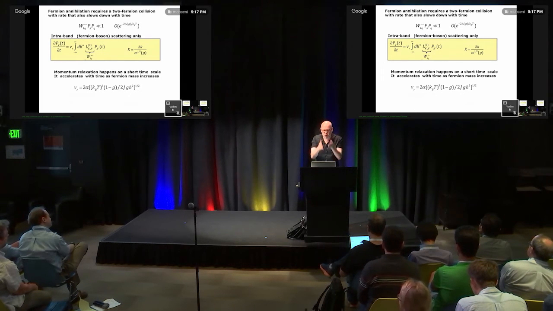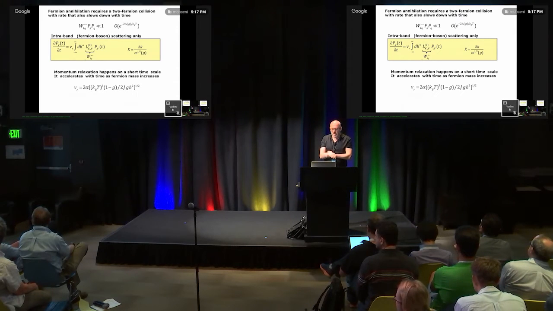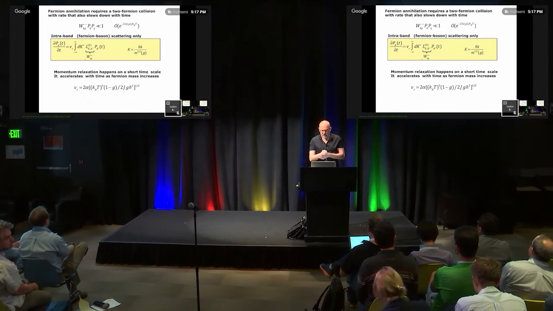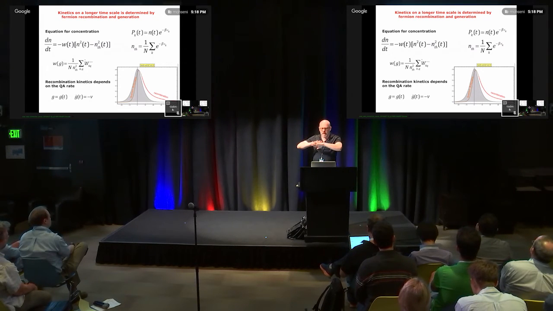And you can actually solve the equations for the fermion scattering and obtain the momentum relaxation. And the momentum relaxation is a very fast process. In fact, it accelerates with time as the fermion mass increases. Now, because of that, it is possible to separate. You can actually assume that fermions scatter their momentum so fast that essentially you create a distribution, and you can be interested in one number, which is the number of fermions in a band.